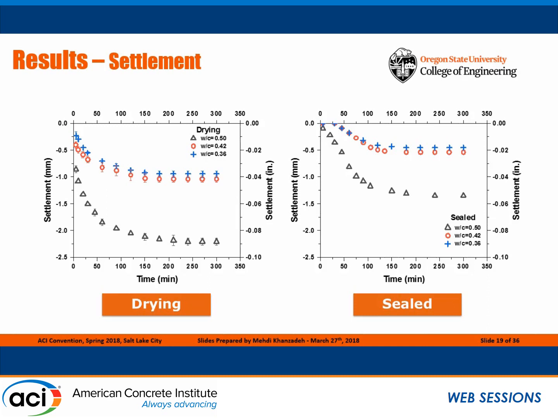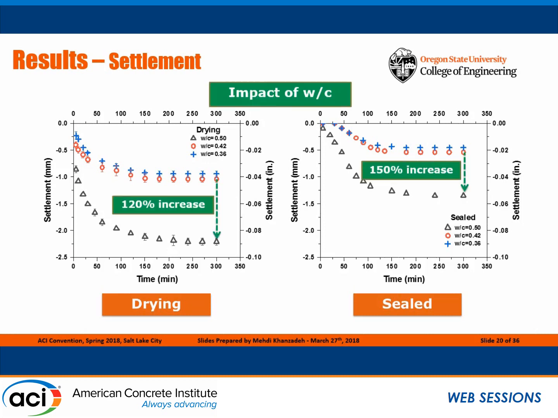So here's the settlement for the different water-cement ratios in the drying condition on the left side, and for the sealed case on the right side. If we move from the 0.42 water-cement ratio to the 0.5 water-cement ratio, I'm getting around 120 to 150% increase in the settlement. So why does this happen? This is because of the high permeability of the mixture in the fresh state. I'm going to talk more about this in the later slides.